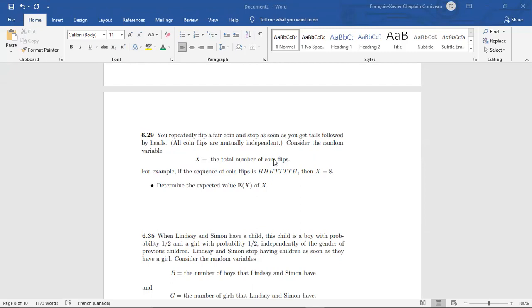Right? So it's not exactly like a geometric distribution, because we cannot succeed on the first toss. So here, there are several ways to tackle this. Let's look at them. So how do you guys want to tackle this?